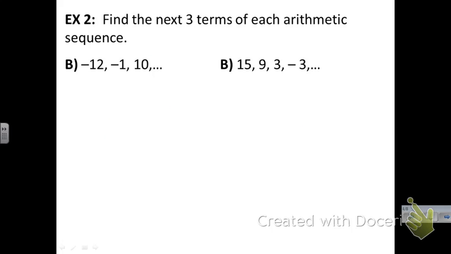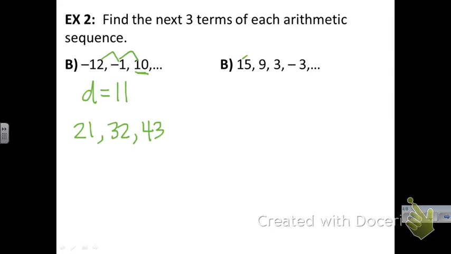On example 2, we're going to find the next three terms. Before you can do that, you have to find the common difference. You can notice what's going on. You can see here that we're adding 11 each time. So to find the next term, you take this 10 and add the 11 to get 21. Add 11 again to the 21, and we get 32, and then add 11 to the 32 to get 43.